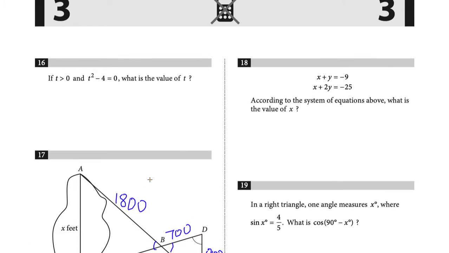All right, we're on to number 18. We have a system of equations above. We need to find the value of x. So, if we want to find x, we should eliminate the other variable. We should eliminate y.